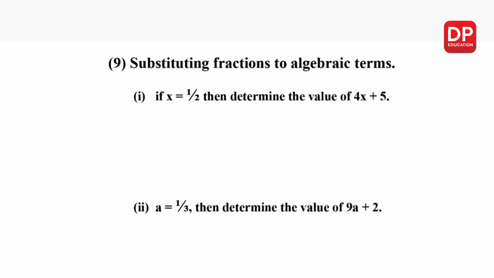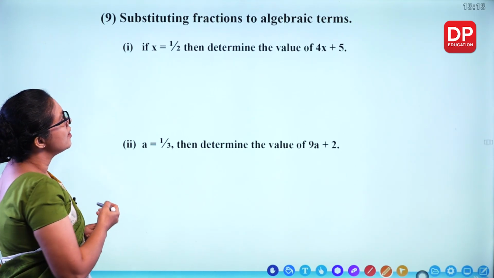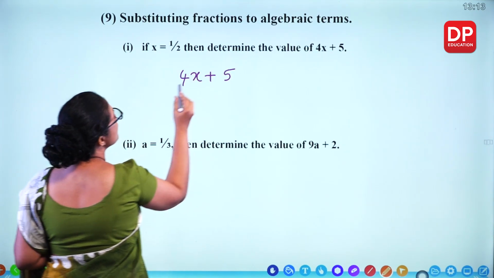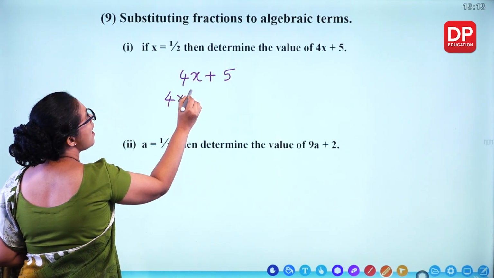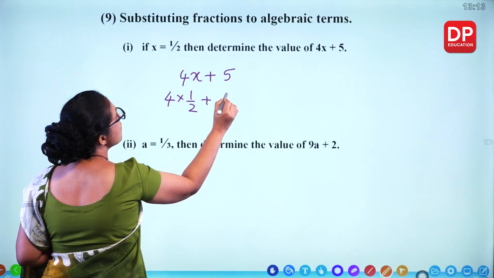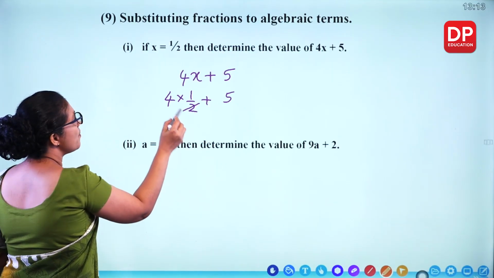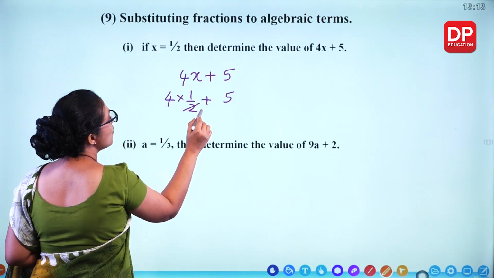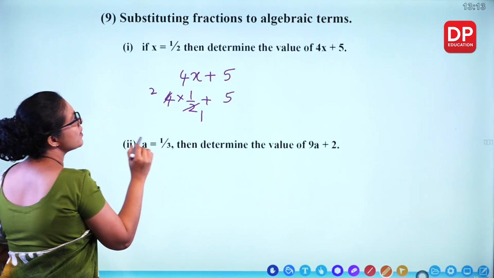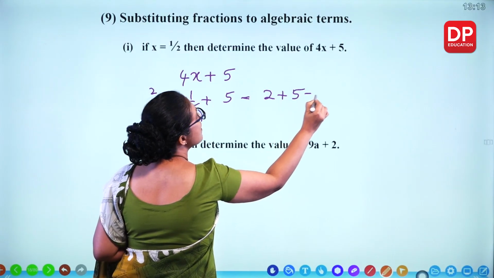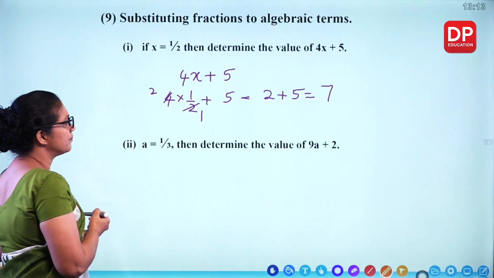Substituting fractions to algebraic terms. X is half. You are asked to find out 4x plus 5. So substitute 4 times half plus 5. Here you can see, you can simplify the denominator with the numerator. 1 and here. So you get 2 plus 5, that's 7.